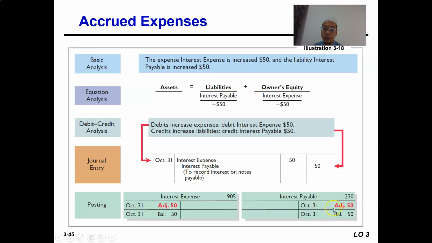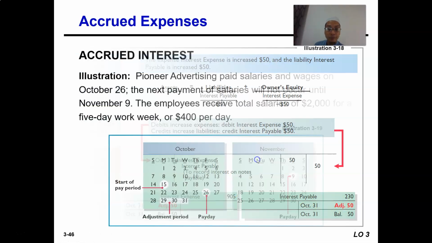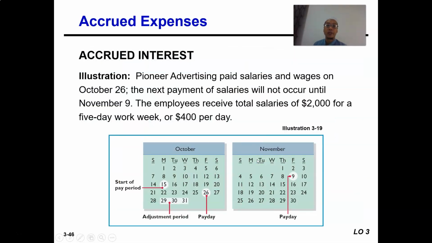Credit our interest payable for $50. Alright. Next example of an accrued expense is accrued interest. Well, okay. It's not accrued expense, interest.